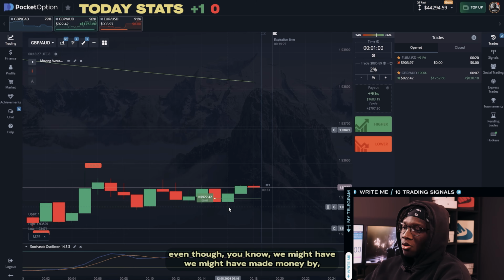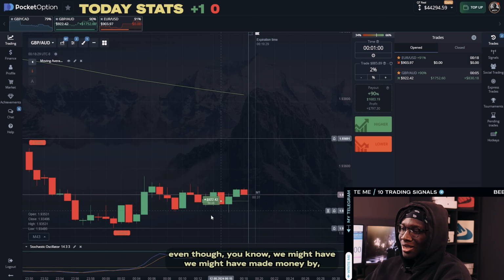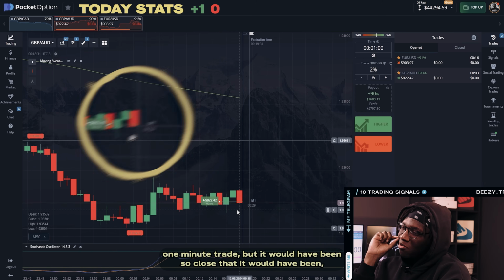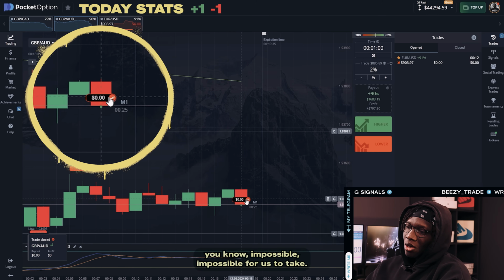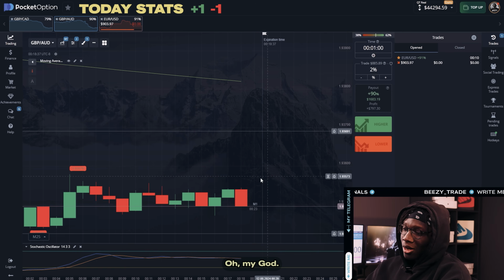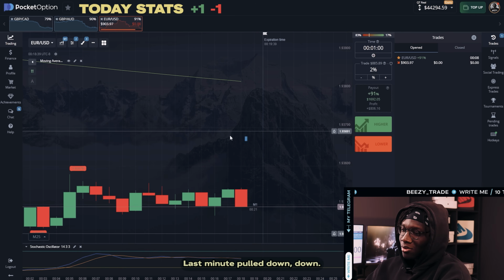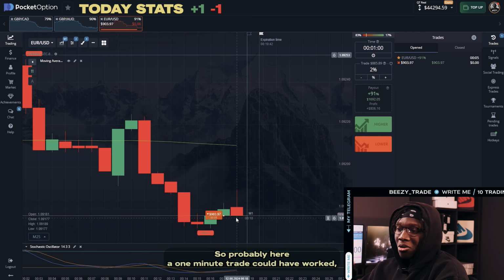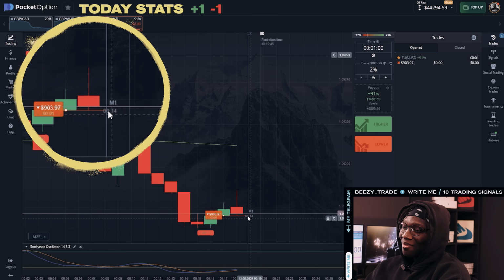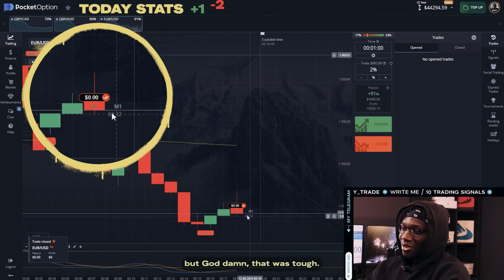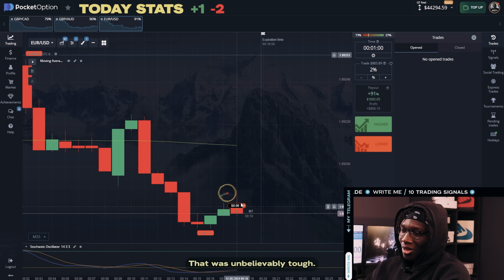Even though we might have made money by our 1-minute trade, it would have been so close that it would have been impossible for us to take. Oh my God, last minute pull down. So probably here our 1-minute trade could have worked, but God damn, that was tough. That was unbelievably tough.